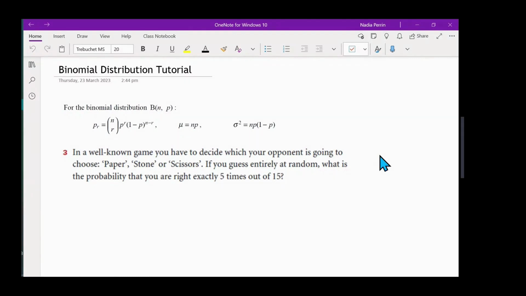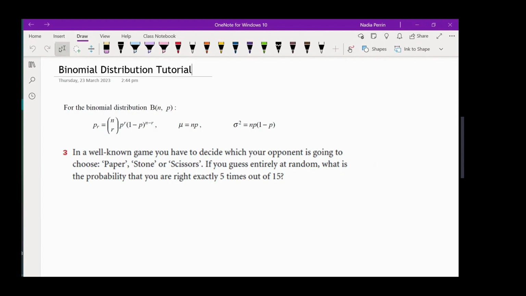So I'm just going to go through a couple of questions using binomial distribution, just standard questions, basically going through how we apply the formula that you can see here and how we pull out the information from the questions so that you can hopefully have some success with these questions.